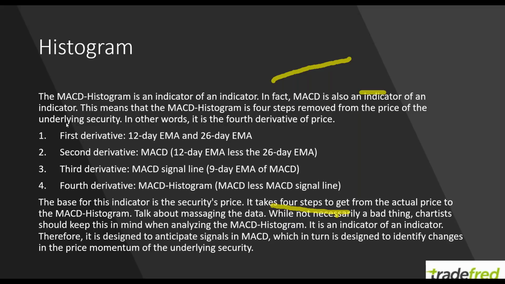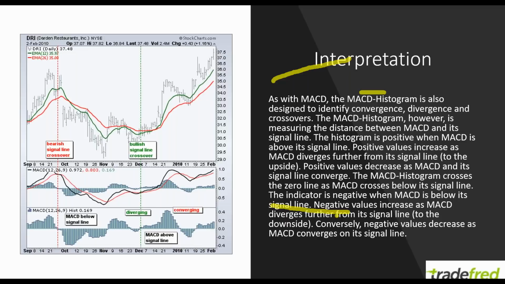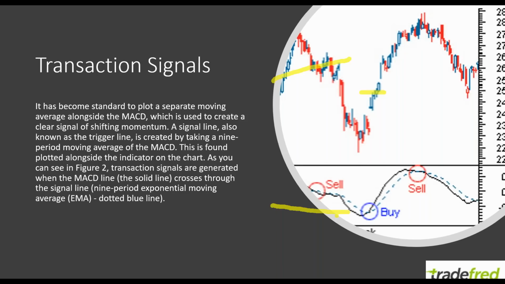So remember, the MACD indicator is a four-step derivative. The first derivative is the 12-day and the 26-day EMA. Then once we have those, we do the second derivative, which is the 12-period EMA less the 26-period EMA. The third derivative is the MACD signal line, which is a 9-day EMA of the MACD. And the fourth derivative is the MACD histogram, which is the MACD less the MACD signal line. But now you know what all of these lines tell you.